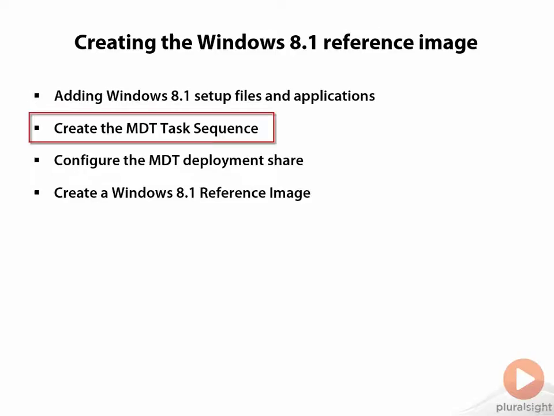creating the sequence. The sequence I use to create the reference image, I create quite static because I rarely do any changes to it. So that means that the applications that I added into the workbench, I will add them directly into the sequence. For normal production deployments, you normally have dynamic lists of applications, but for the sequence that creates the reference image, it does make sense to keep it quite static.